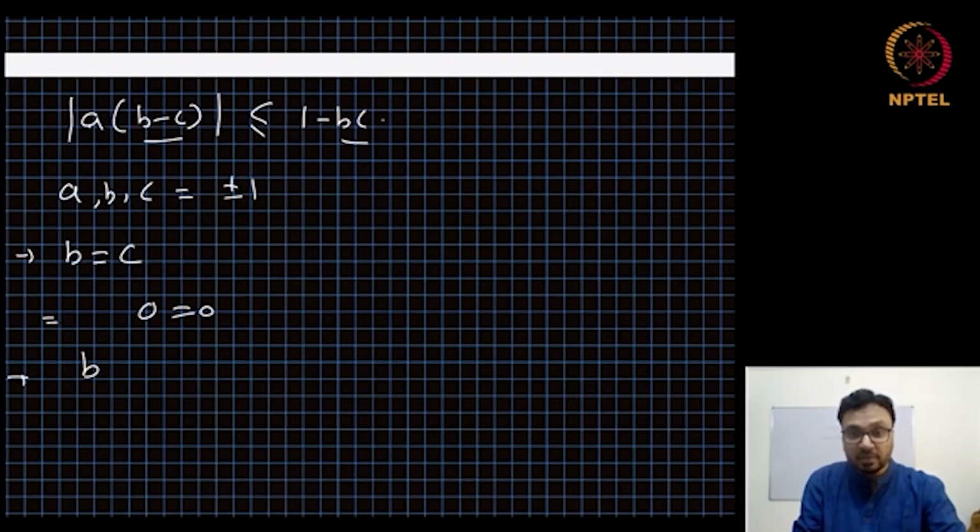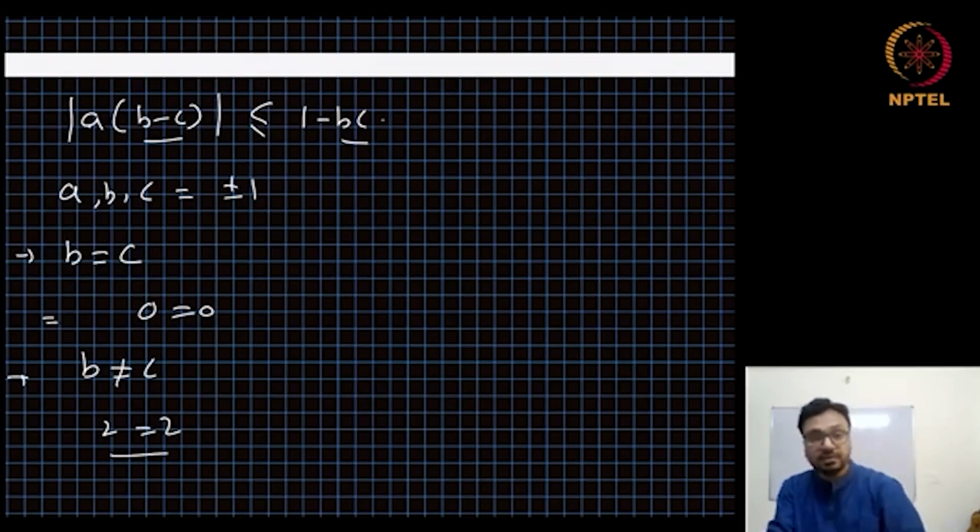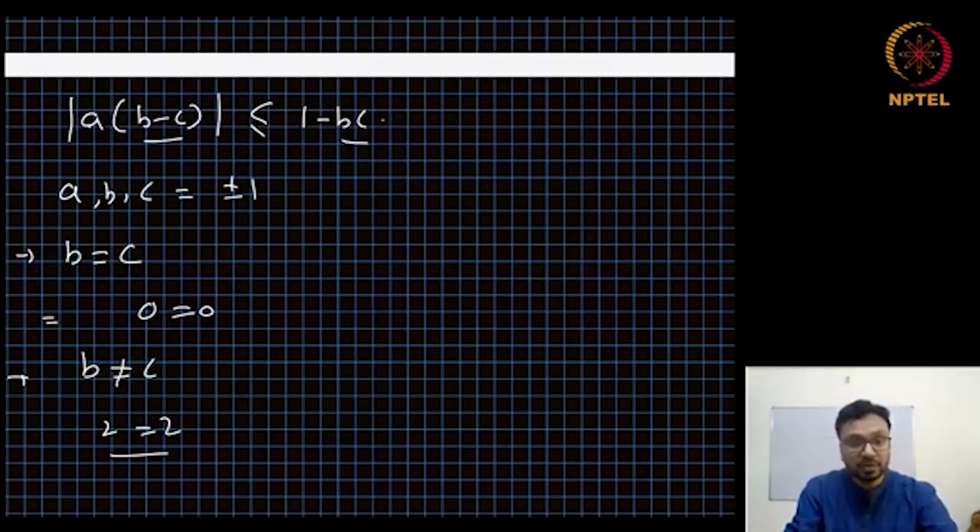If B is not equal to C, so 1 is plus 1 and 1 is minus 1, then in that case the right hand side, after taking the mod, is 2, and the left hand side is also 2, so it becomes 2 equals 2. So this equality holds true when we take the average over all the outcomes. We will get less than or equal to, so equal to 2 or 0. So this inequality holds for the local hidden variable models, but it does not hold for quantum systems, as we showed earlier.